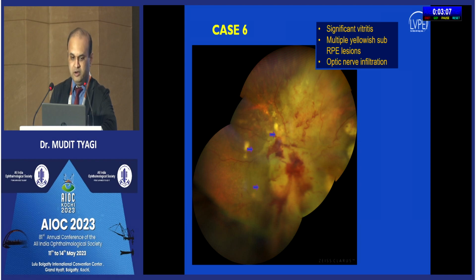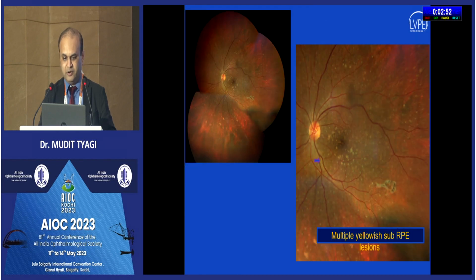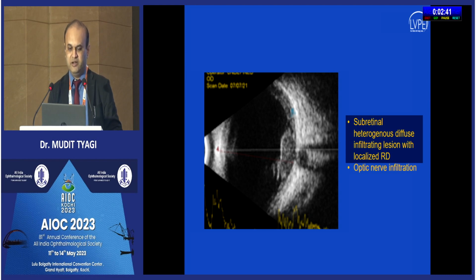Now one more case, this was a patient with significant vitritis, multiple yellowish subretinal sub-RPE lesions and optic nerve infiltration in the right eye, and you can see these pigmented changes over here with creamy yellow lesions with yellow infiltrates and leopard spots, and the other eye or the fellow eye had multiple yellowish sub-RPE lesions. A B scan revealed subretinal heterogeneous diffuse infiltrating lesion with localized RD and optic nerve infiltration, but look at what we find on OCT.